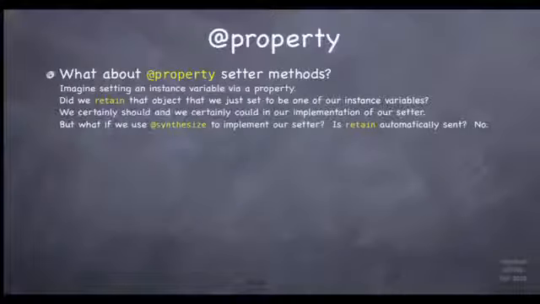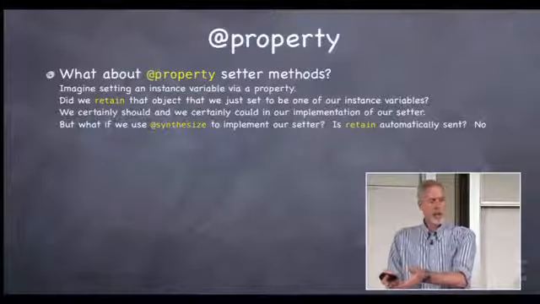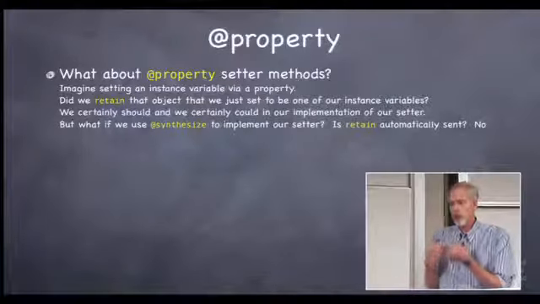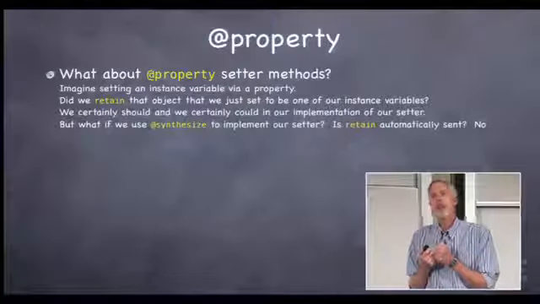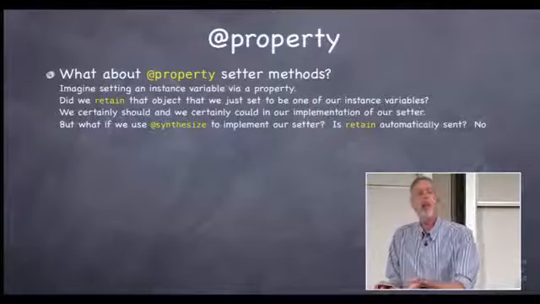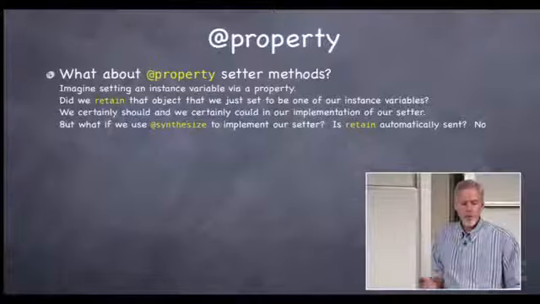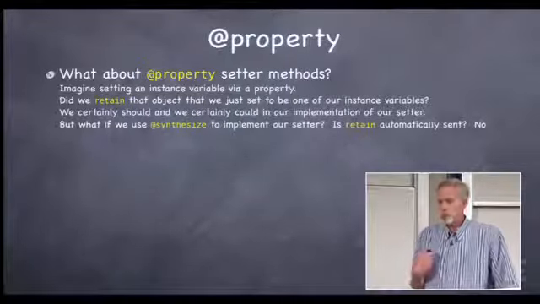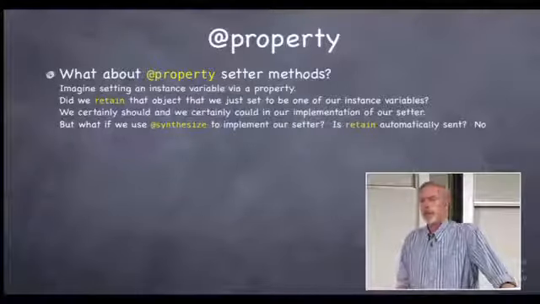But that's the property getter method. What about the property setter methods? When you set an object via a property, does the object that you set it on take ownership of it? Generally, they probably want to. Why else would they be having you set this thing on them if they weren't going to own it? So in your implementation of a setter, you would want to send retain to the argument that was handed to you to set in your object.